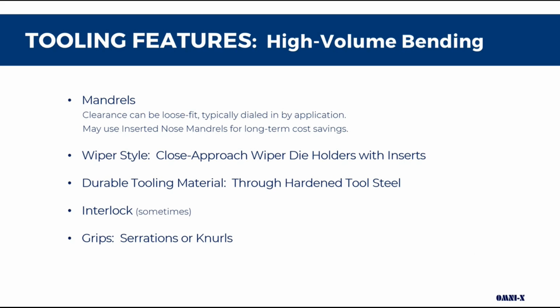We will now move on to the tooling features for high volume bending. Mandrel clearances are typically loose fit and dialed in by application for high volume bending. Inserted nose mandrels may be used to achieve long-term cost savings. When wiper dies are required, close approach wiper die holders with replaceable wiper inserts are commonly used. The typical durable tooling material for high volume bending is through hardened tool steel. Interlock may be specified for high volume bending. And lastly, serrated or knurled grips are recommended for most high volume applications.